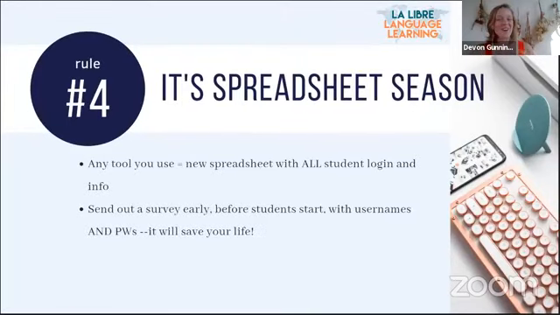Rule number 4 related to this is it's spreadsheet season. You know you need one. Any tool that you use, I don't care if you feel weird about it, you need a full spreadsheet with all of your student login and info. Or you can do a Google form and it'll make the spreadsheet for you.